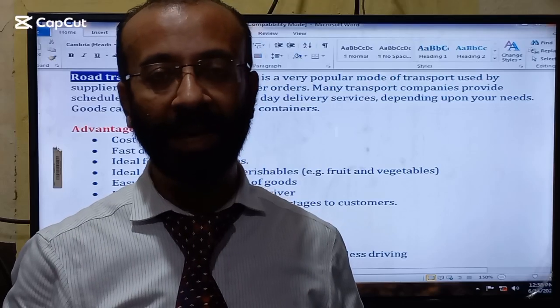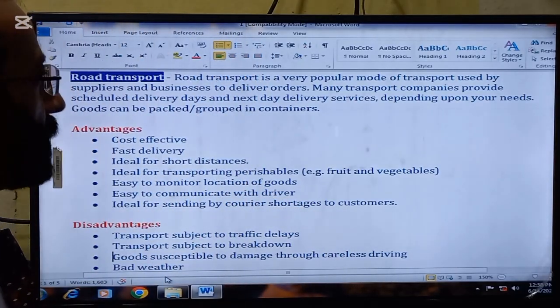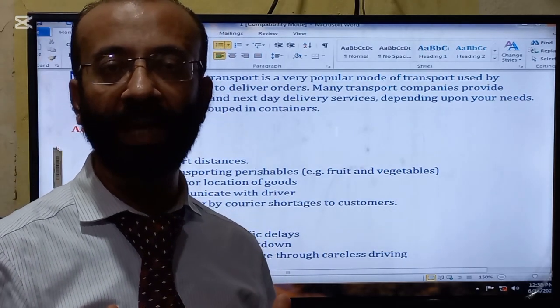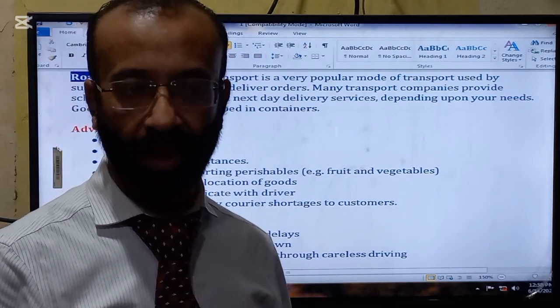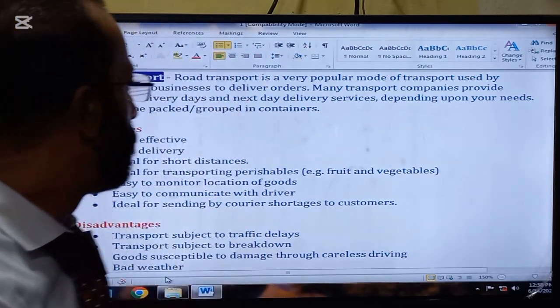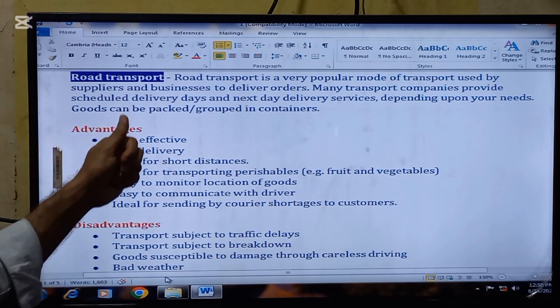Good morning, students. Our today's topic in the subject of business studies is road transport. So we are going to read the different modes of road transport, their advantages and disadvantages. So concentrate now. First thing that we are going to read is road transport.